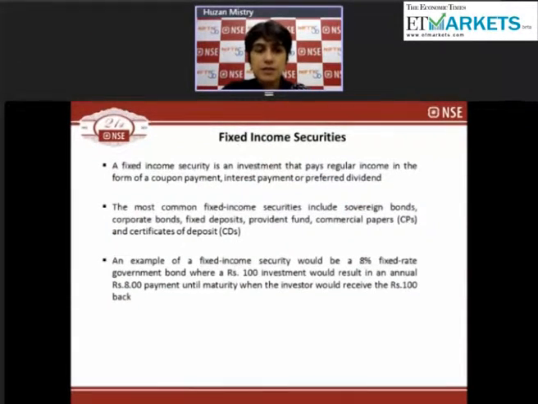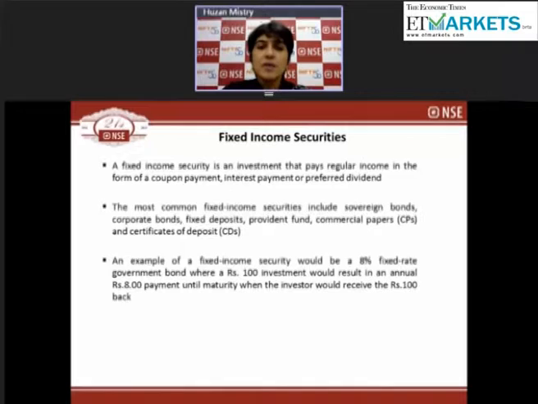As I mentioned, a fixed income security, if I really had to define it, is an investment that pays a regular income in the form of a coupon or even a preferred dividend. But essentially what I know is that if I've put in 100 rupees with an interest coupon of say 8% semi-annually, I will get 4 rupees 2 times in the year.